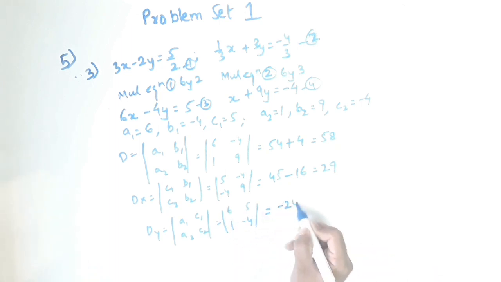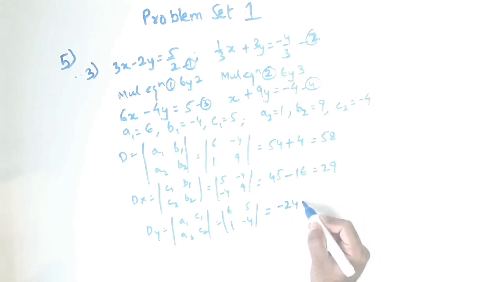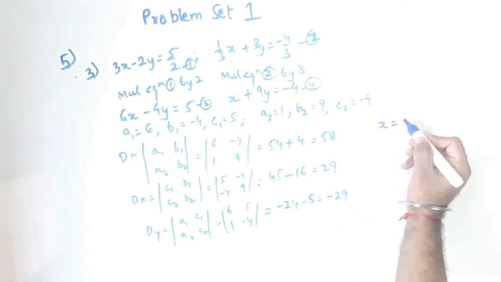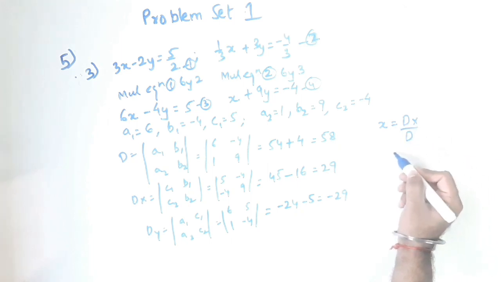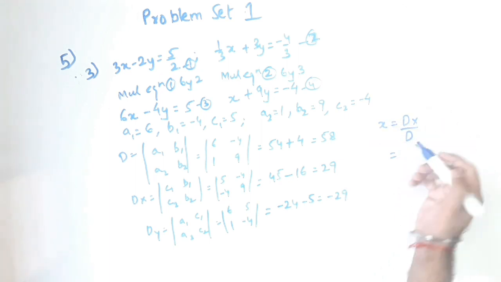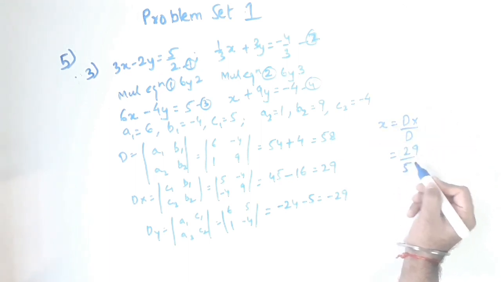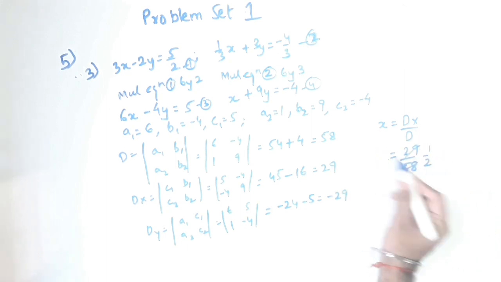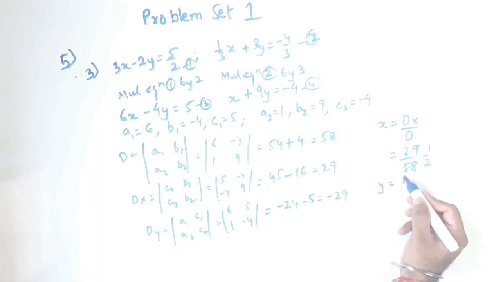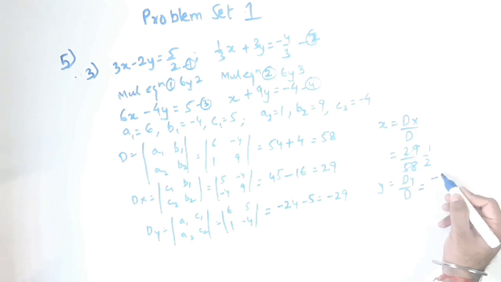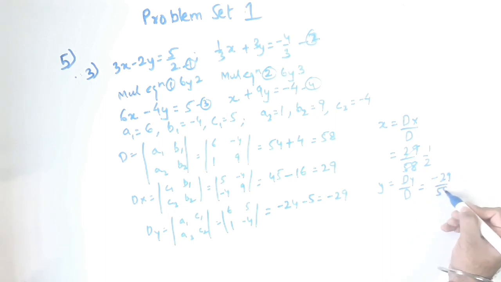And 6 4s are 24, minus 24. This is minus 5 1s is 5. So it is minus 29. Let us solve for x now. x is dx by d, so it is 58, beg your pardon, dx is 29 upon 58. So it is 1 twos are 2 and 2 twos are 4, you got x as 1 upon 2. What is y? y is dy upon d, so it is minus 29 upon 58.